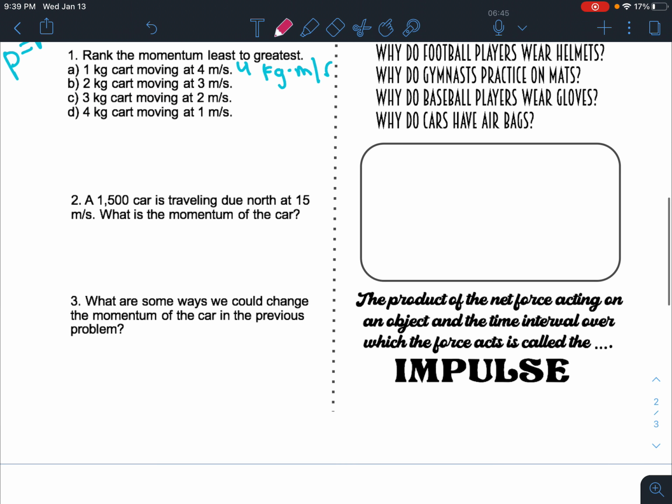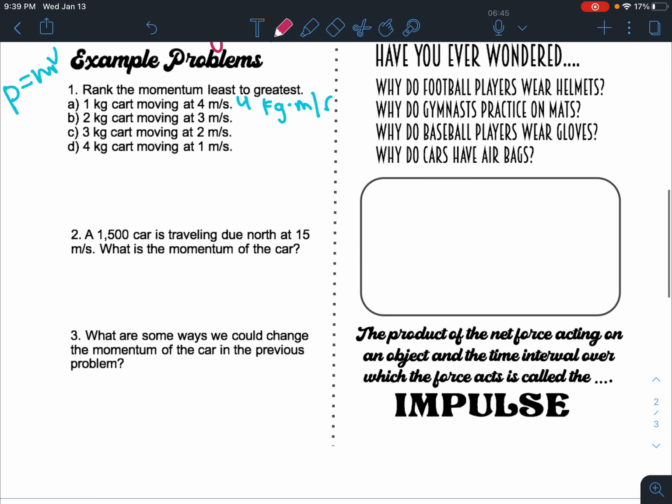Mass is measured in kilograms and velocity is measured in meters per second. Okay, so we have our 1 kilogram car moving at 4 meters per second. That's going to be 4 kilograms times meters per second. B is going to be 6, same unit. C is also going to be 6, and D is going to be 4.